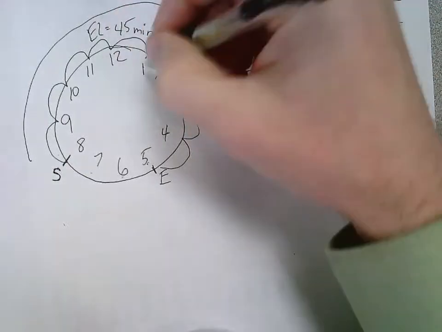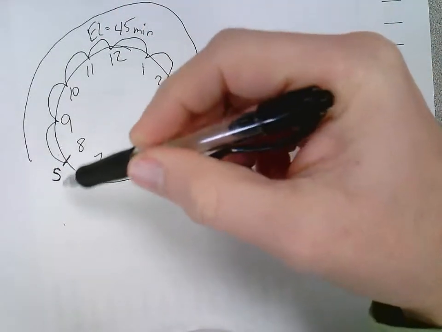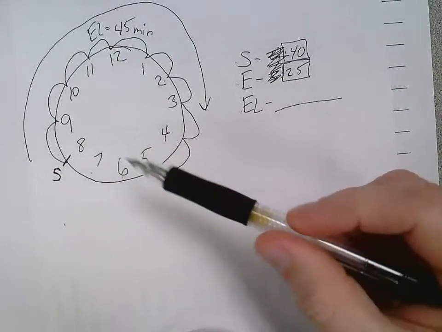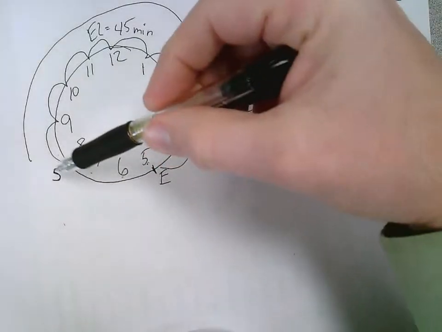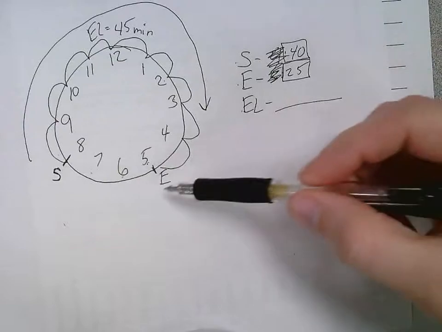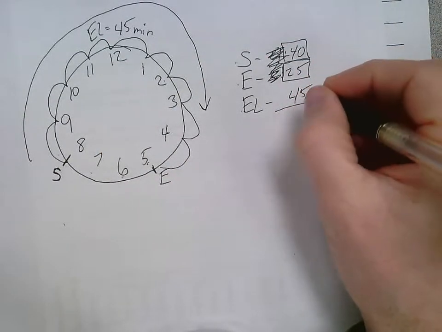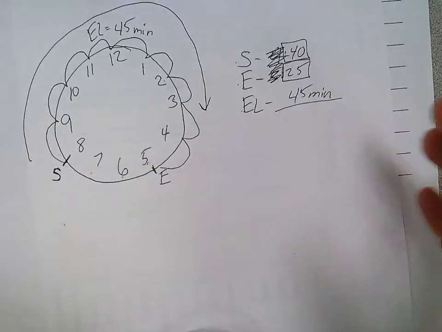So those humps are my elapsed time, because the elapsed time is an amount of time. I can mark start time on a clock, I can mark end time on a clock. Elapsed time travels the clock. So I have everything marked on the clock, and my elapsed time there is 45 minutes.